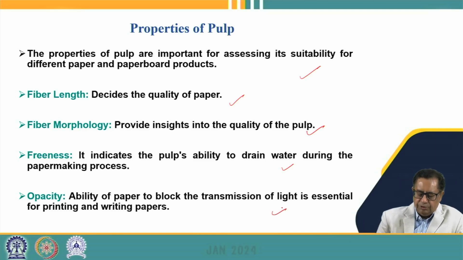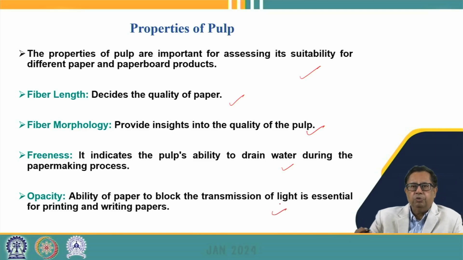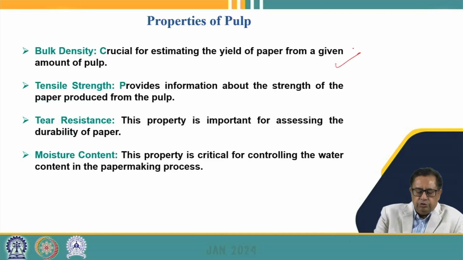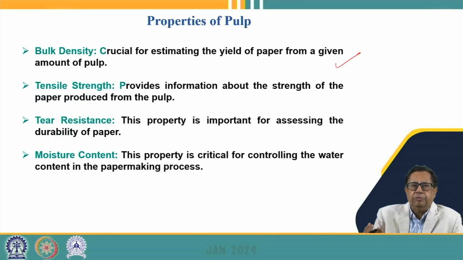Similarly, the opacity means how much it can block the transmission of the light, and it is very, very essential when we are going for the printing papers or the writing papers. So in that case, opacity is very much required. We also have to see the bulk density. Bulk density will tell us what will be the yield of the paper from the given amount of pulp that we are having. So that's why this property is also very, very important.